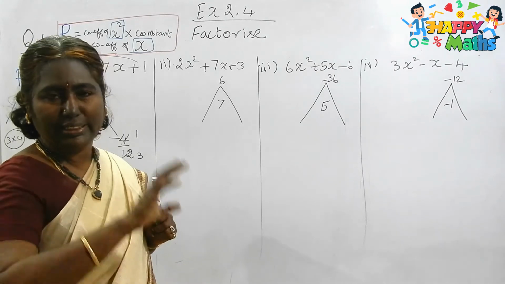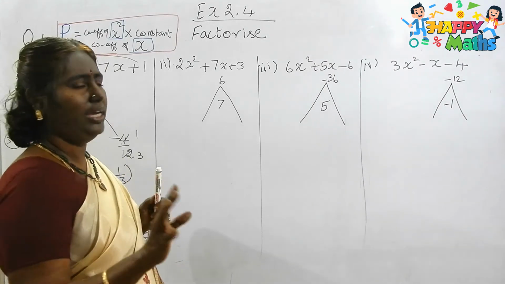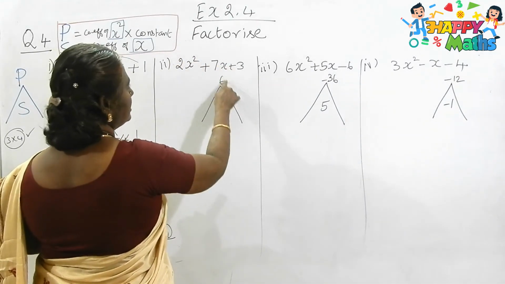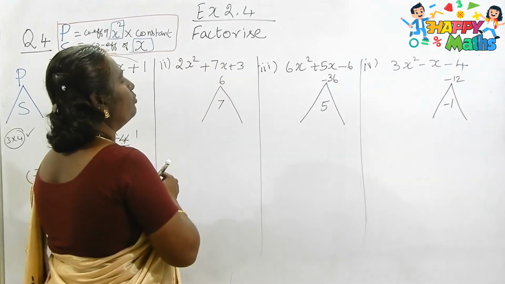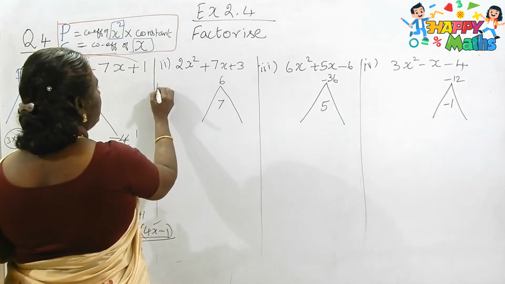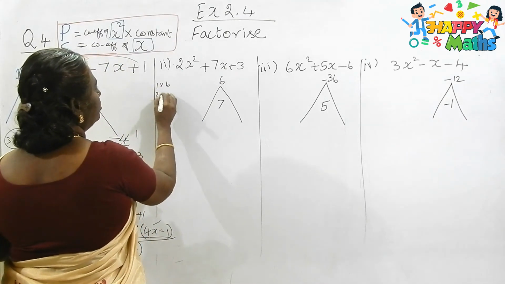That method must be correct, the answer must be correct. That's it. Okay, so let me see here. What is the product now? 2 3s are 6. What is the sum now? 7. So what will be the combination now? 2 3s are 6. No, I need 6 table. So 1 into 6 and then 2 3s are 6.